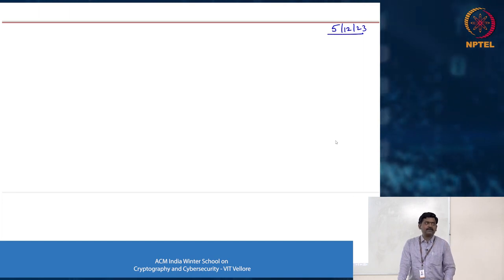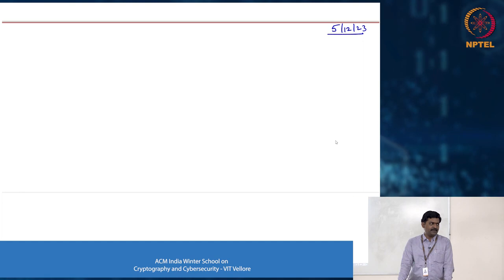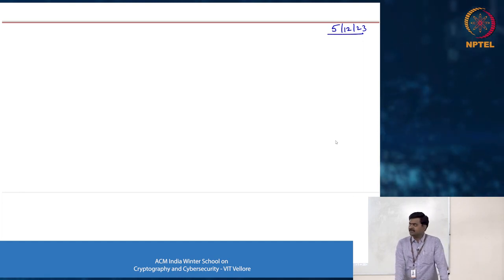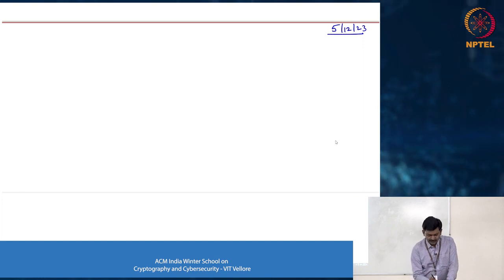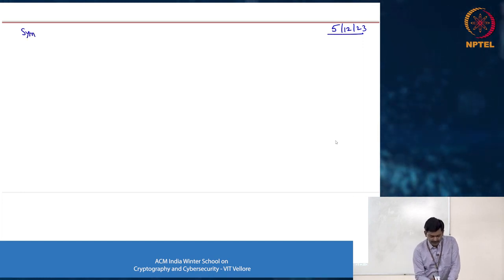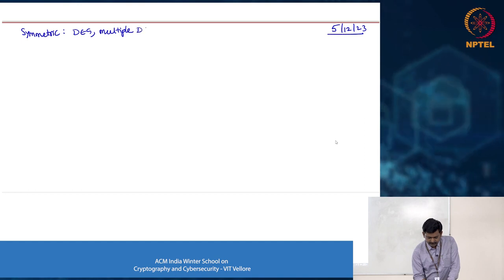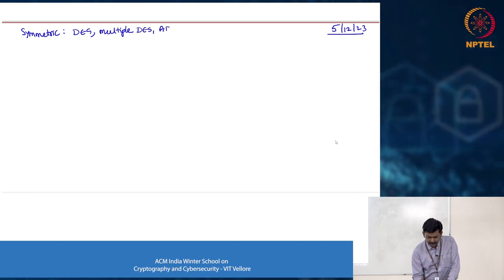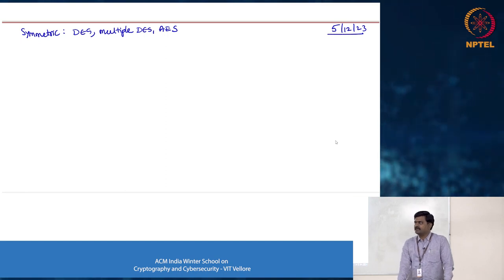So far in cryptography, we have discussed up to symmetric cryptography techniques, right? What are the symmetric cryptography techniques we have checked? In symmetric, we have seen DES, then multiple DES, then we also checked the AES. Okay, these are all symmetric encryption techniques.